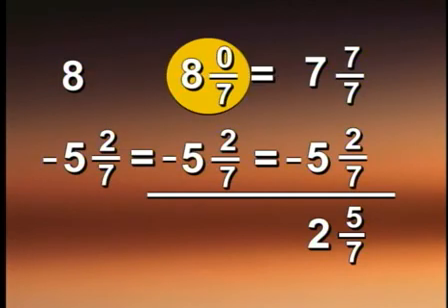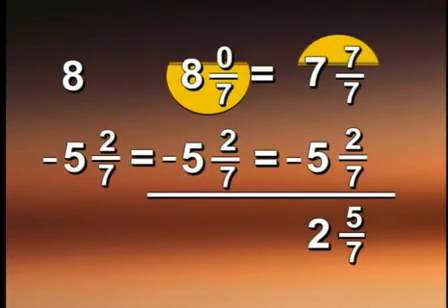We can't do 0/7 minus 2/7. So we borrow. No different. We borrow 1 from the 8, which makes it 7. We add the old denominator to the old numerator, 7 plus 0, to get the new numerator, 7/7.